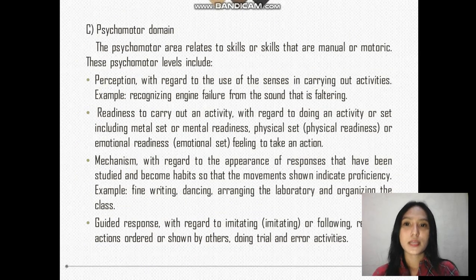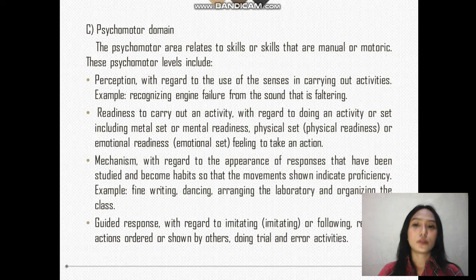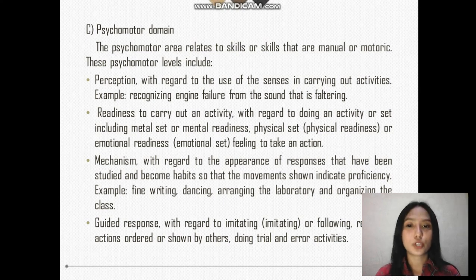And the psychomotor domain. The psychomotor area is related to skills that are manual or motoric. These psychomotor levels include, as you all can see on the screen, these psychomotor levels.